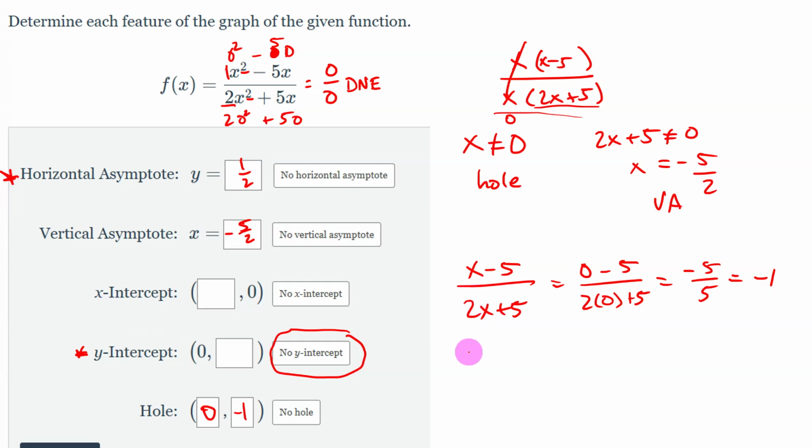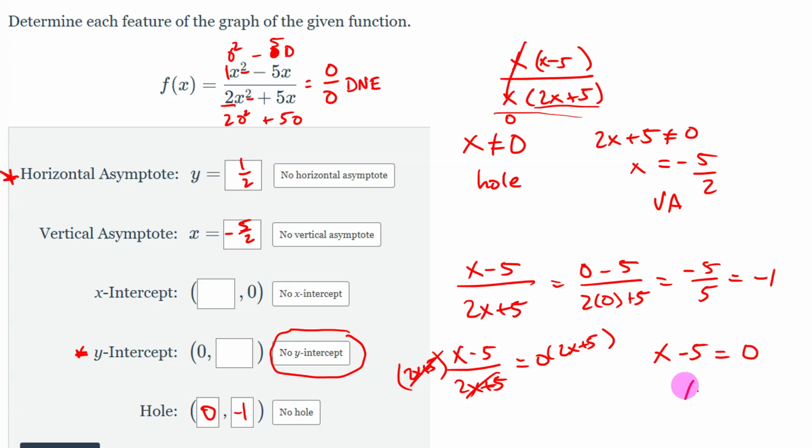For the x-intercept, we set y equal to 0: x minus 5 over 2x plus 5 equals 0. You'll see the shortcut here in a second. I'm going to multiply both sides by 2x plus 5. That's going to cancel out with that, and 0 times that is going to be 0. So I'm left with x minus 5 equals 0. So x is 5. And there you go.